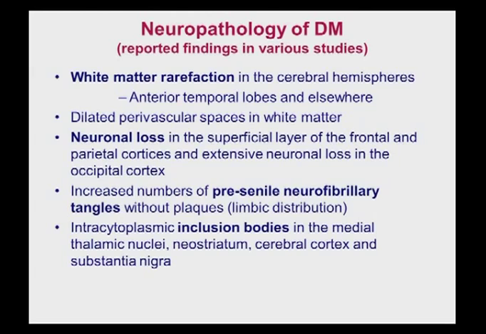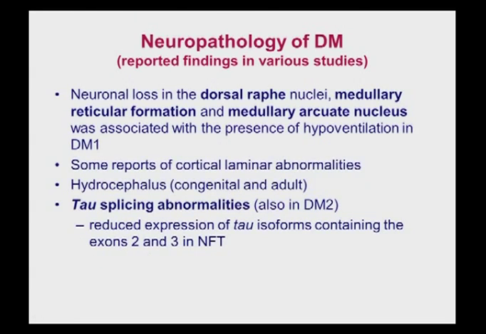And then there was a lot of noise made about these inclusion bodies in several areas of the brain, including particularly the thalamus and substantia nigra. And I'll show you what those look like in a second. And I'm not very impressed with those either, because you can see them in normal people if you look hard enough. Another paper, this is a great example of salami publication.